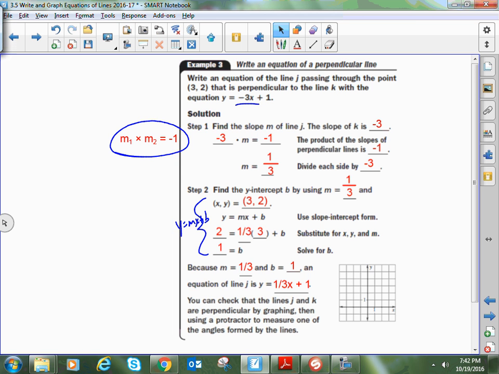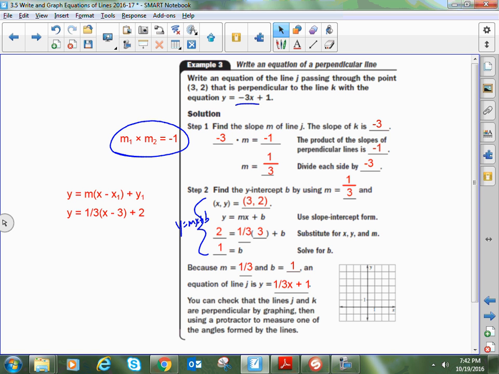But let's go ahead and do the next part here. This is again what I would have done personally. Just take the coordinates that they told me I have to use, (3, 2), and substitute them into the point slope form, and we would be done.